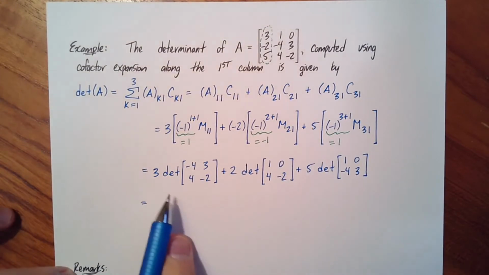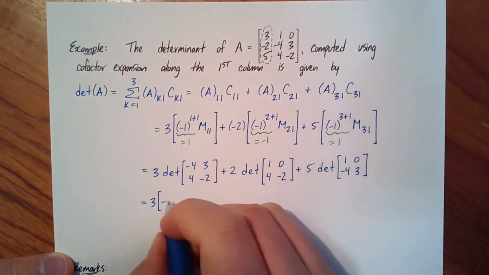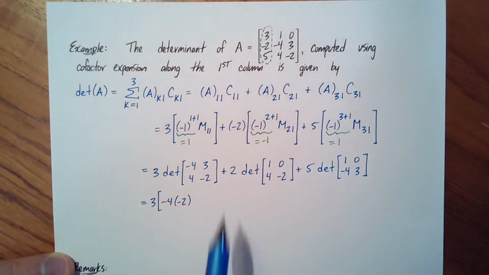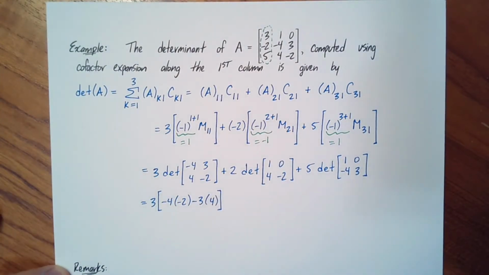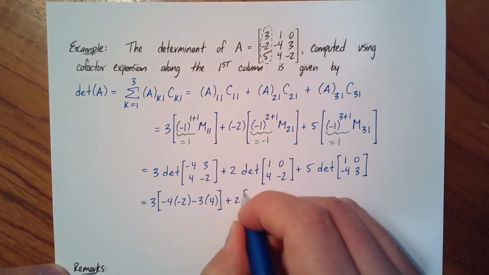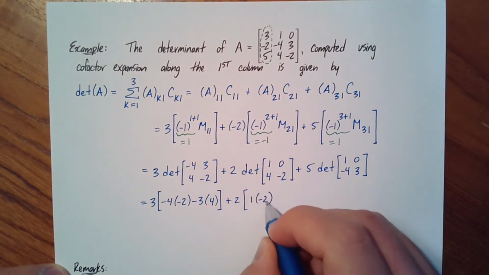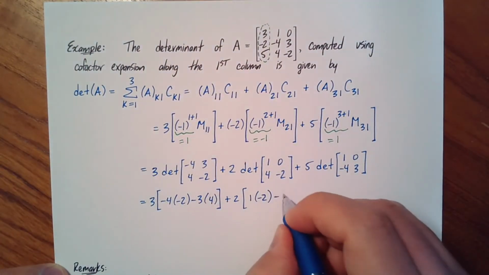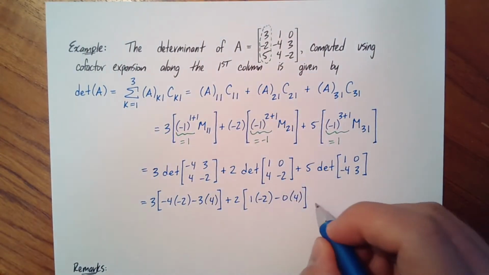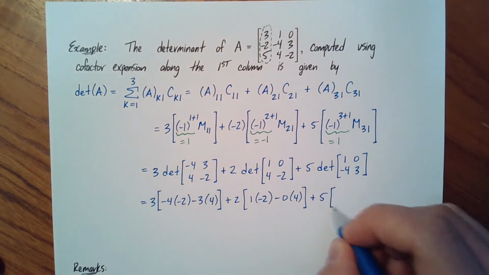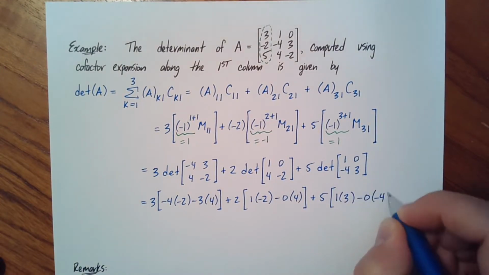So what's going to happen here? This is going to be 3 times what? Negative 4 times negative 2 minus 3 times 4. So that's the first determinant. And then here we're going to have plus 2. The determinant here will be 1 times negative 2 minus 0 times 4. And then for this 2 by 2 determinant, we're going to have the 5 that's on the outside. So we'll have 1 times 3 minus 0 times negative 4.